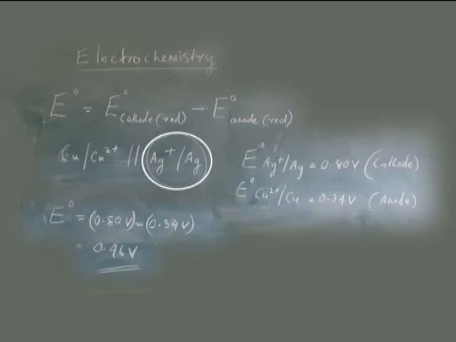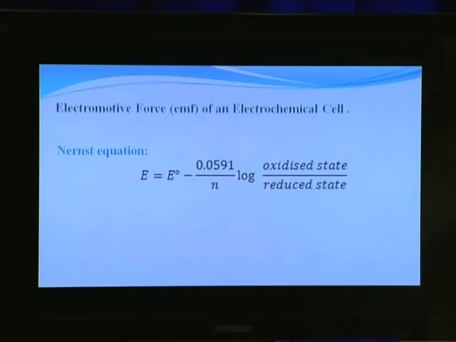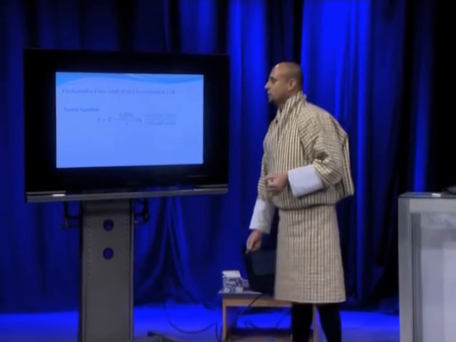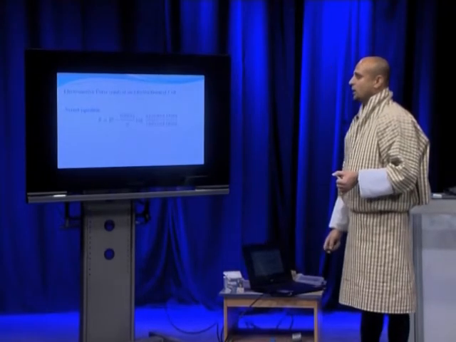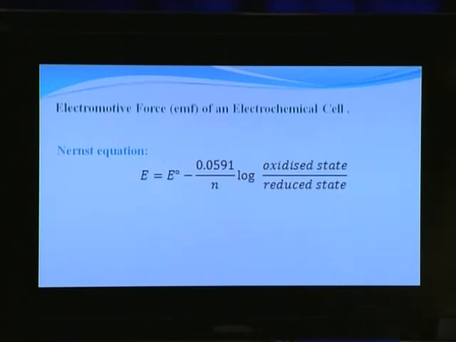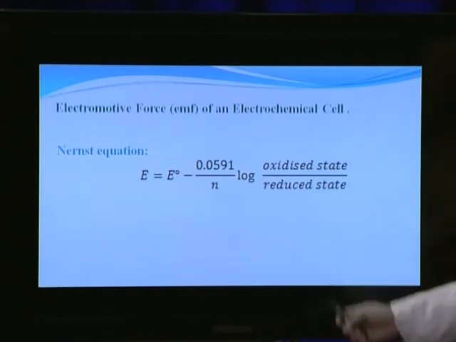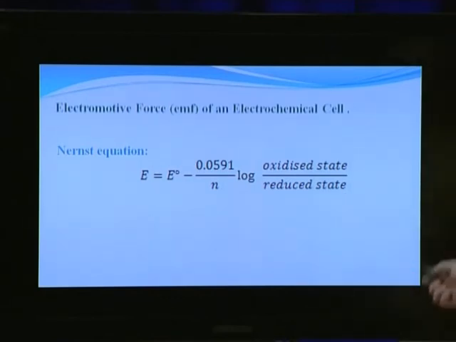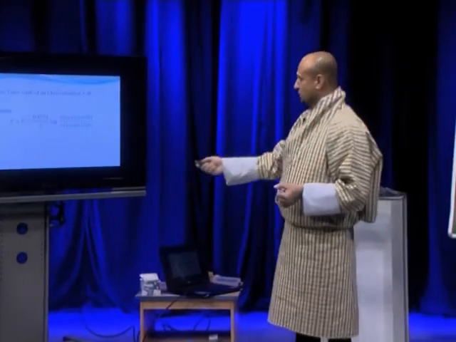Now, what if the cell is not in the standard state? What if the concentration of the solution is not 1 molar? For such a cell, we use a different equation for calculating the EMF, known as the Nernst equation. According to the Nernst equation, EMF of a cell equals standard EMF of the cell minus 0.0591 by n, where n stands for the number of electrons involved in the given redox reaction, times log of oxidized state by reduced state. Using this equation, we'll solve some questions.